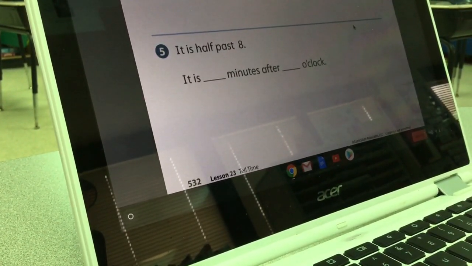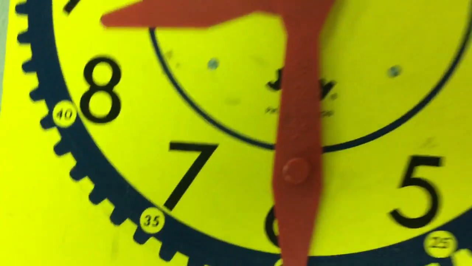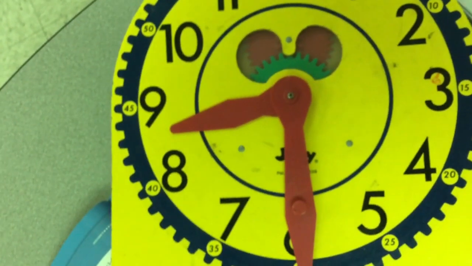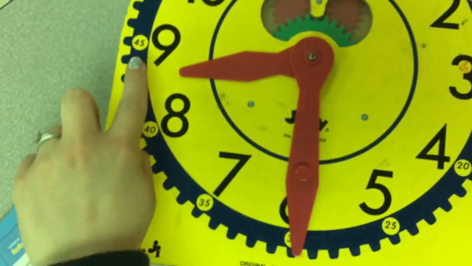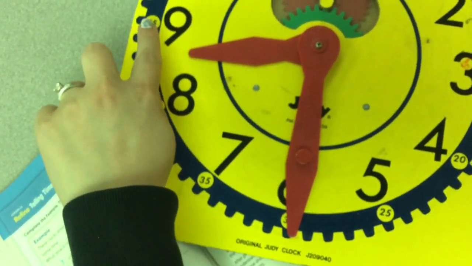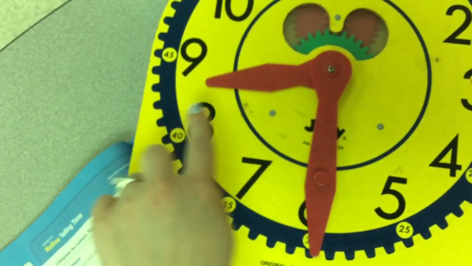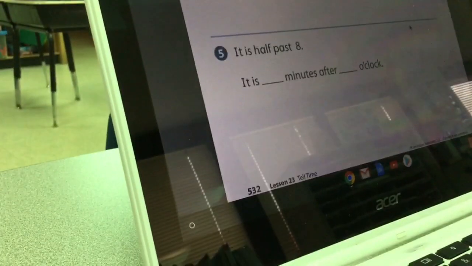Well, we said 30 minutes after 8 o'clock. When the minute hand is pointing to the 6, it's 30 minutes past the hour. How do we know it's 8? Because it's between 8 and 9. We don't say 9 because it hasn't gotten to 9 yet. We say 8 something. 8:30. So on our lines, it is 30 minutes after 8 o'clock.